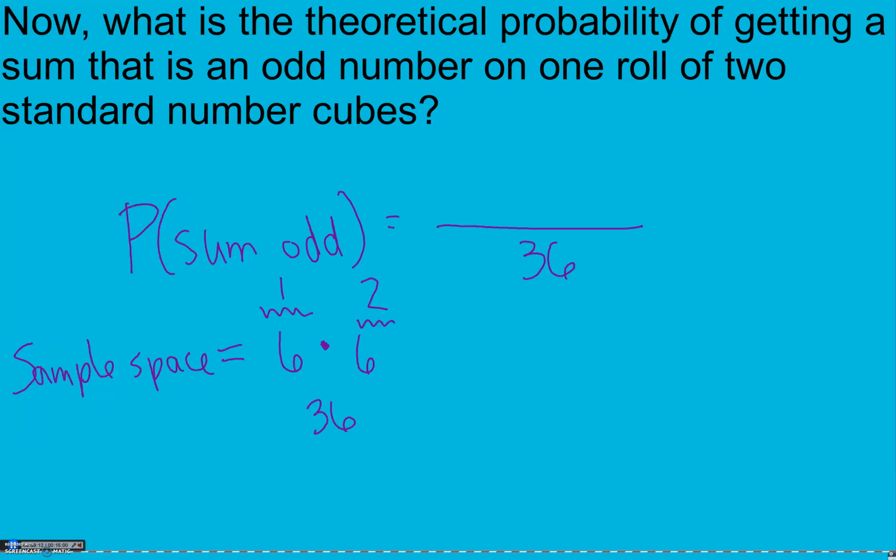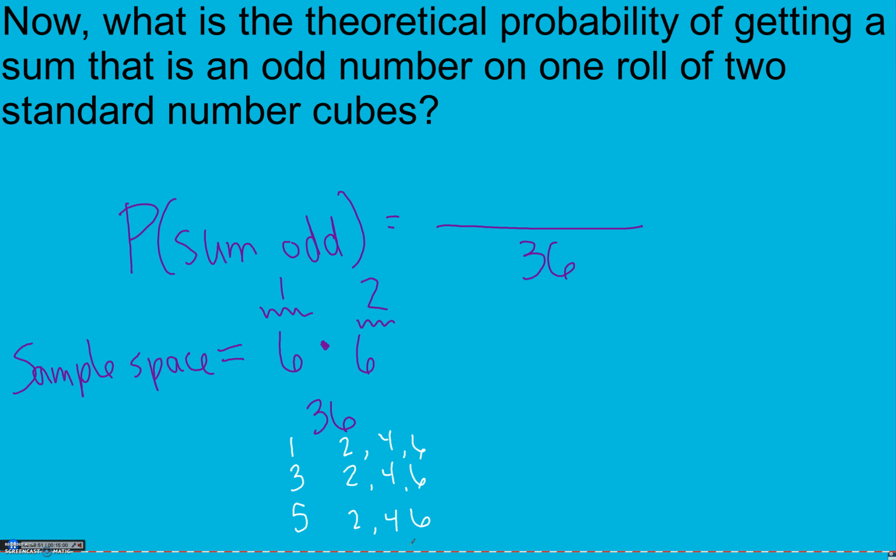Now, we need to figure out how many sums are going to be odd. Keep in mind that in order to add to an odd number, we have to have one odd and one even. So, odds are 1, 3, and 5. And we can add those to evens, 2, 4, 6. 3 we can add to 2, 4, and 6. 5 we can add to 2, 4, and 6.